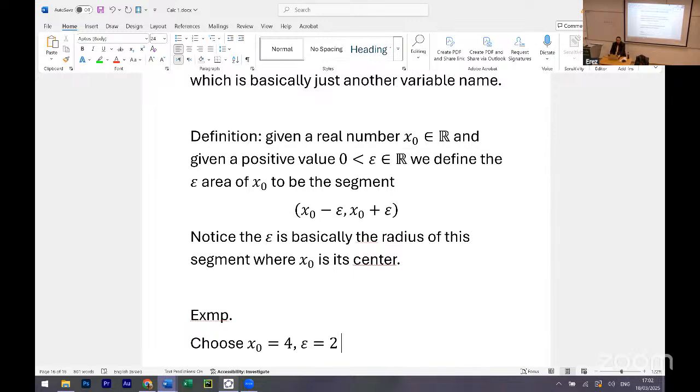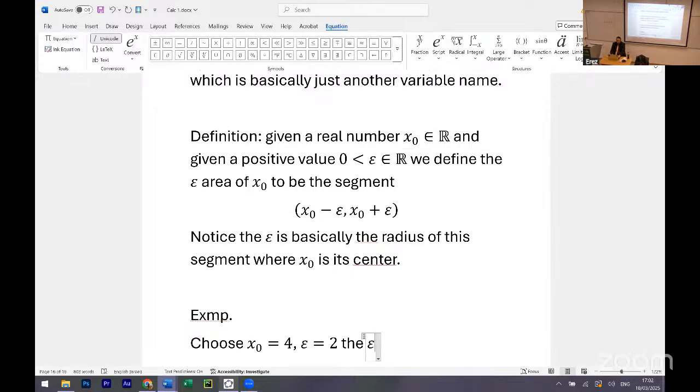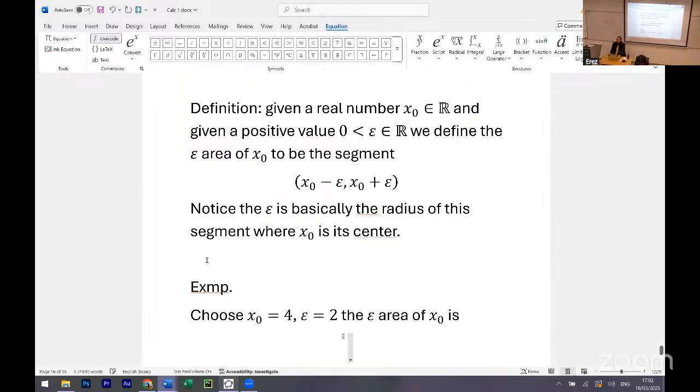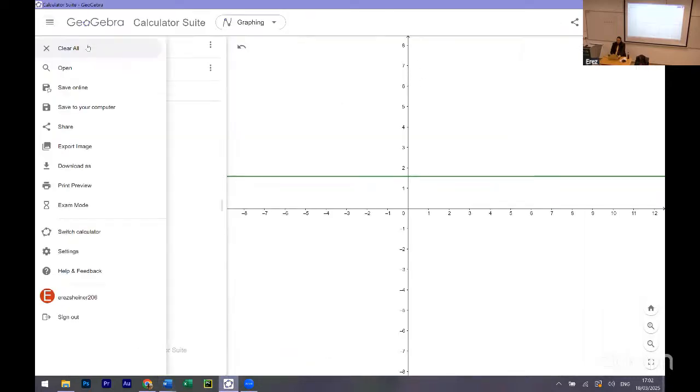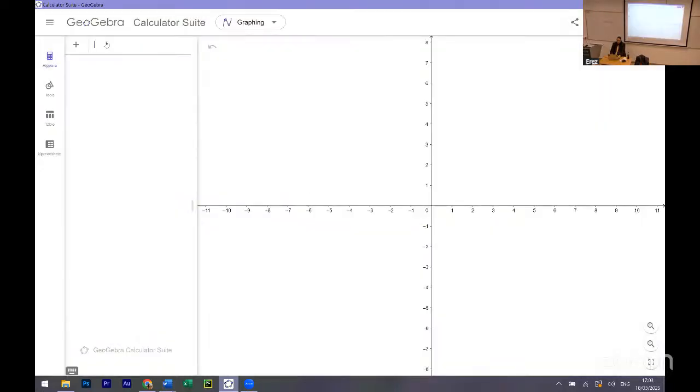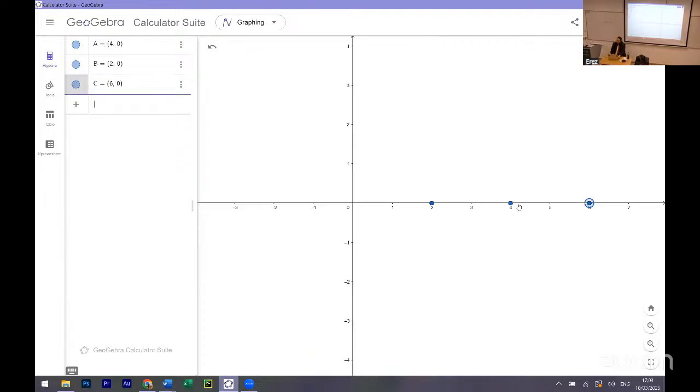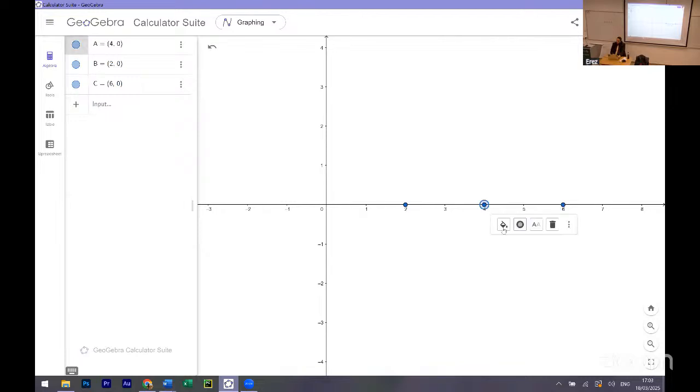Which segment we will get? The epsilon area of x0 is, from where to where do we get? If we move 2 steps, from 2 and 6 exactly. Do you agree? I will show you it on drawing. So if the center point is 4, 0, and I move 2 steps to the left, I get to 2, 0. 2 steps to the right from 4, I get to 6, 0. Okay, so let's change its color, the center is the red dot, the area is between the left blue dot and the right blue dot. Agreed?